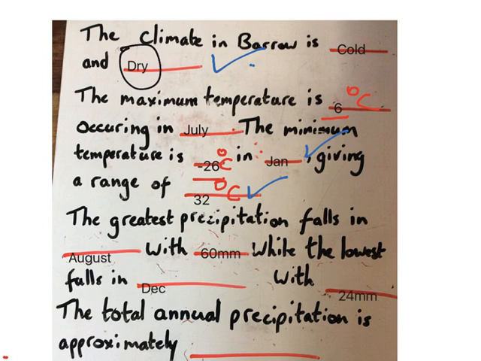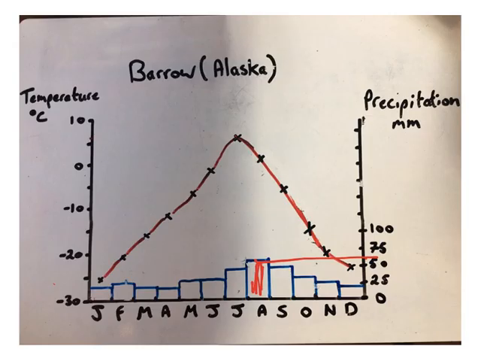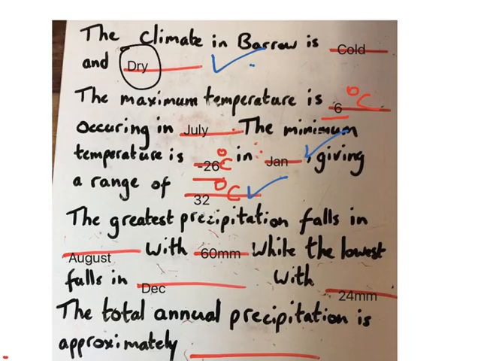So there we go, greatest precipitation falls in August with 60 millimetres, while the lowest, if I were to look back here, as you hopefully can see, is in December. Not much precipitation there, 24 millimetres. Now what we do is we don't work out the range in precipitation. That's not really of any great value at all.